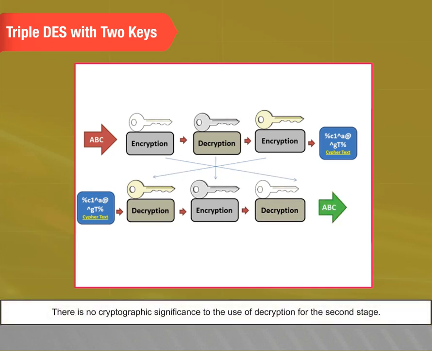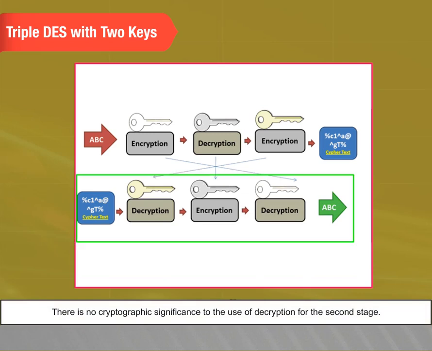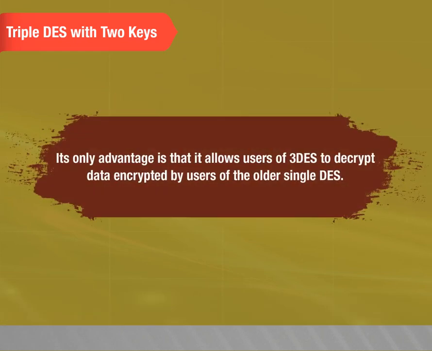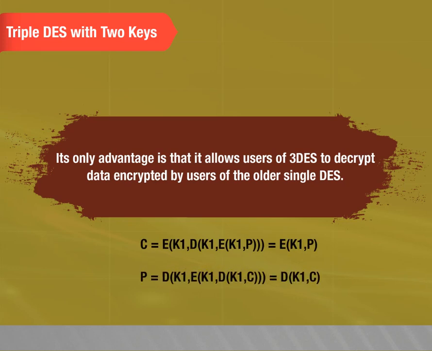There is no cryptographic significance to the use of decryption for the second stage. Its only advantage is that it allows users of Triple DES to decrypt data encrypted by users of the older single DES. C = E(K1, D(K1, E(K1, P))) = E(K1, P). P = D(K1, E(K1, D(K1, C))) = D(K1, C).